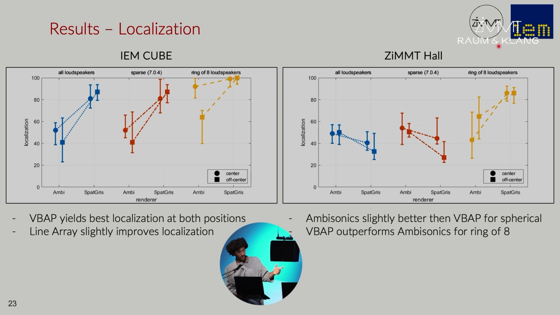For the ring of 8, which was the second ring, so the one at ear level, we can see the other way around. Here again, we have positions obviously on the physical loudspeakers, and this shows that the advantage of VBAP for precise localization especially comes about if the source is matching the physical loudspeaker.